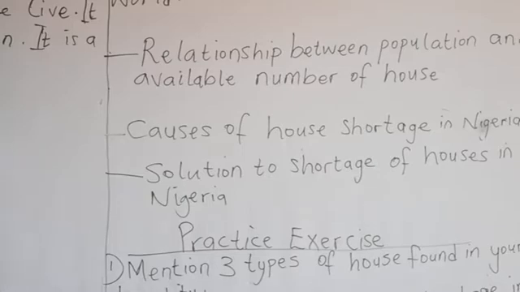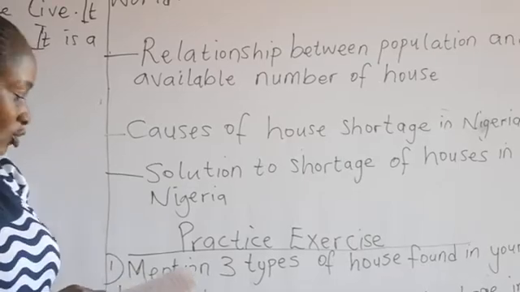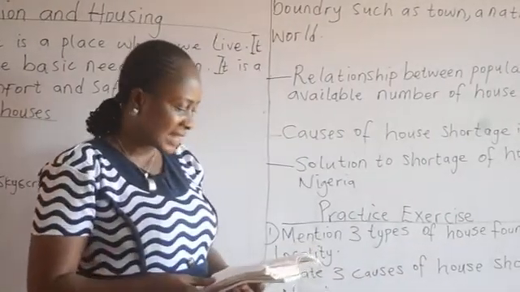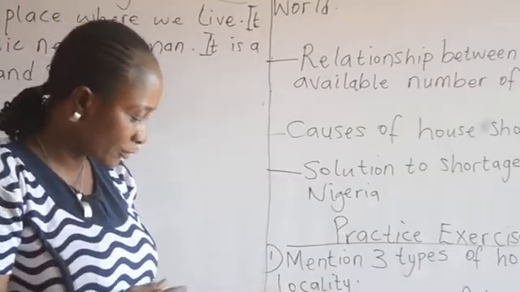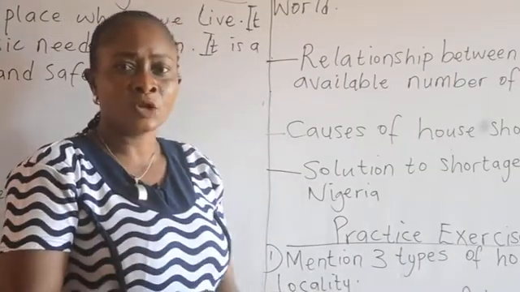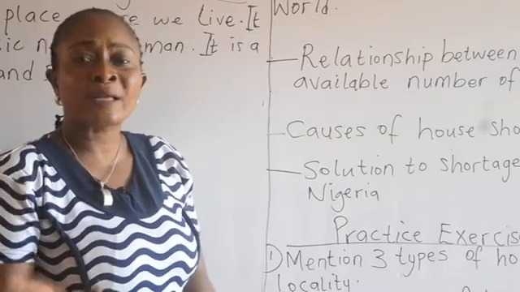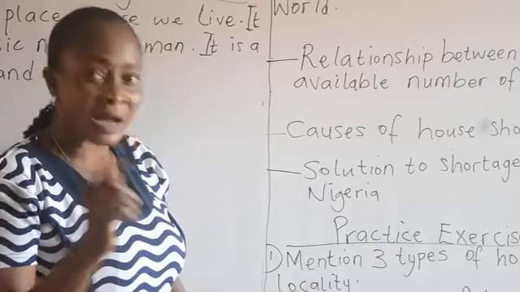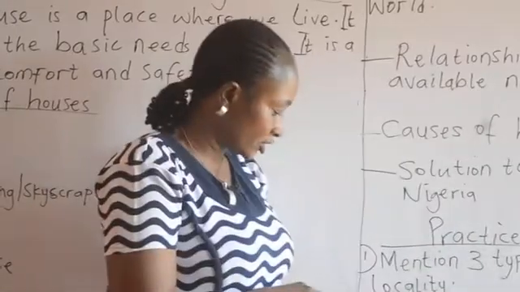Number one is population increase, like I said earlier on. The more people we have in Nigeria, the more problem we have for provision of houses. So when population increases, there will be shortage of houses or accommodation. Two, building materials like cement, planks, rods, roofing sheets are very expensive. Because of that, people can't build houses. So that's another cause of house shortage in Nigeria.